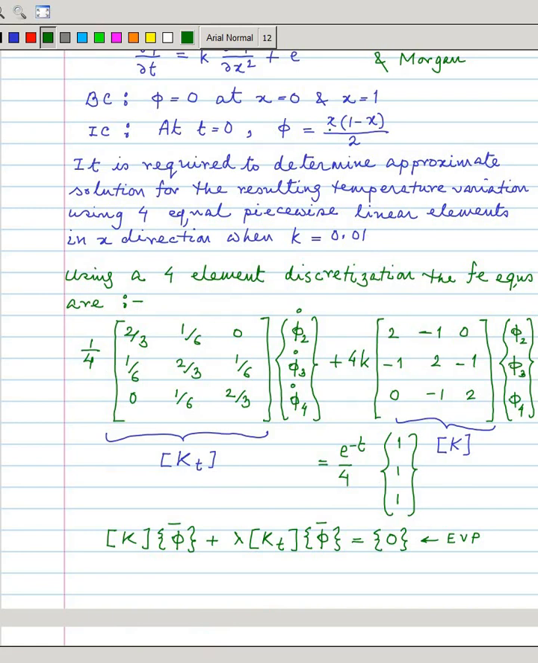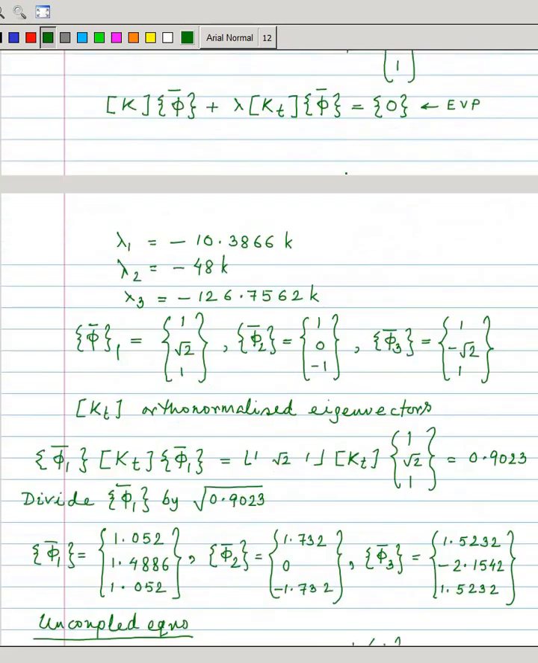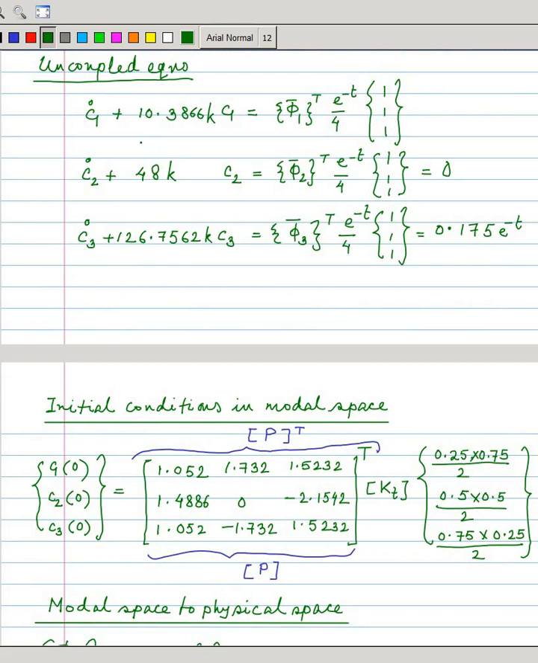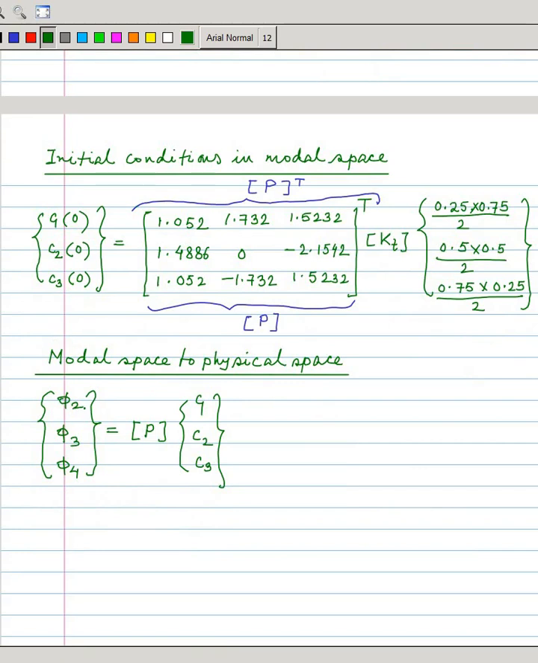So phi 2 means at 0.25, because you have divided it into 4 elements. So the second node, that is node number 2, is at 0.25. So put this is 0.25, this is 0.75 by 2. So that's what we have done. 0.25 into 0.75 by 2. This is this, this is this. Now you get C1, C2, C3 at time t equal to 0. So from that you get the solutions for C1, C2 and C3. And once you get the solution, you get your phi 2, phi 3, phi 4 by using this relation. So this is the example.